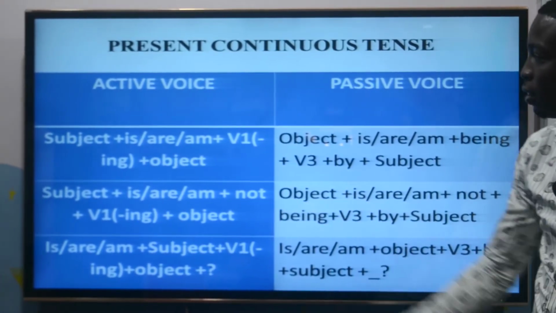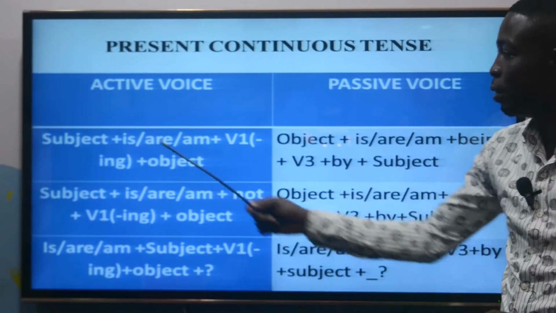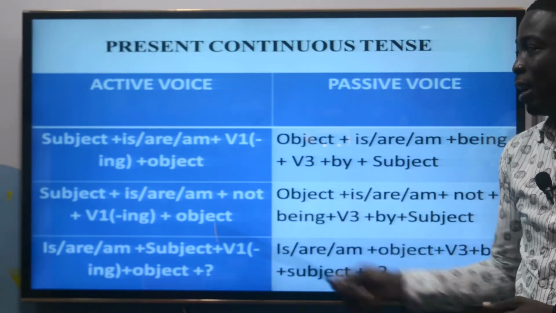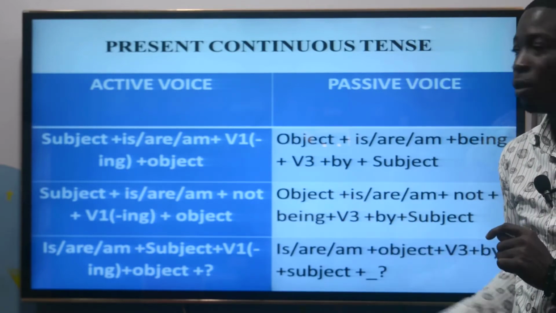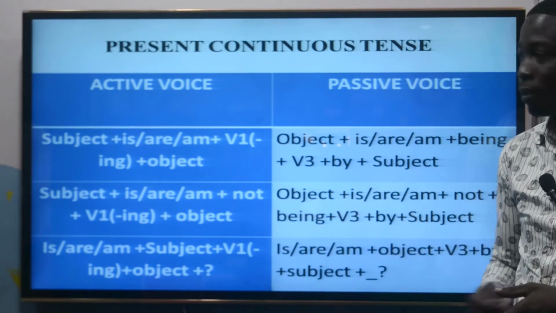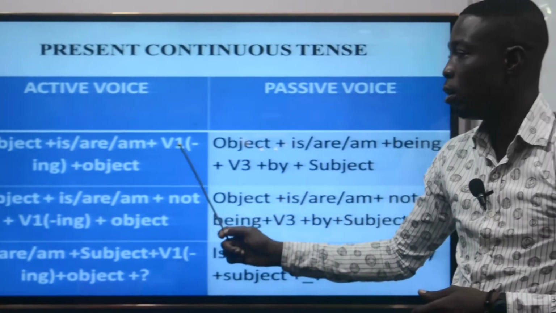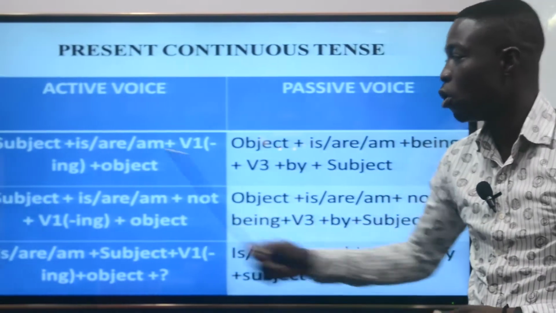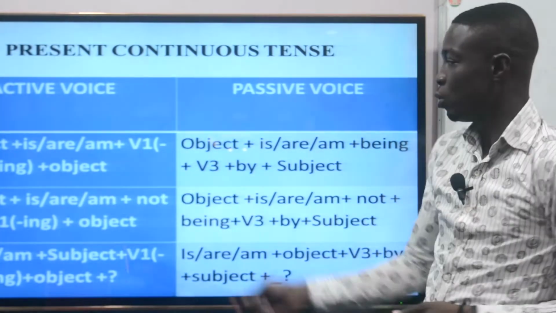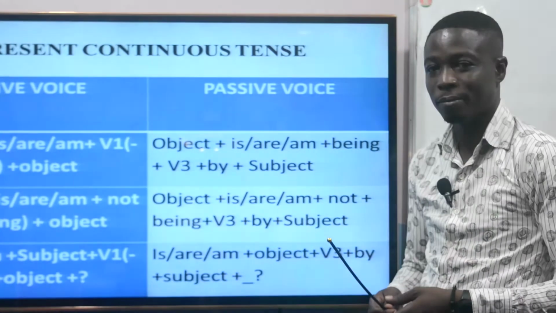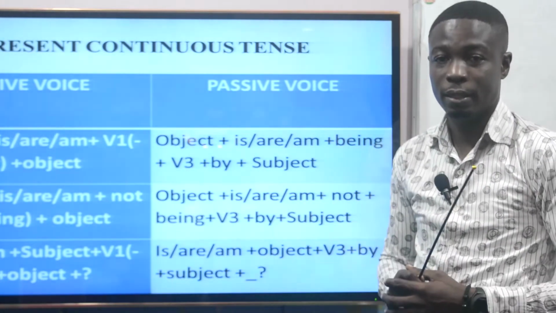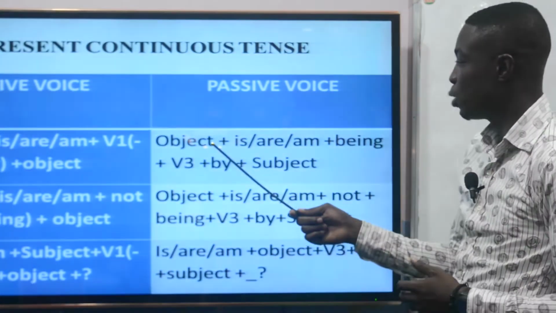First and foremost, the active voice in a sentence will have the subject, is, are, or am, and V1. And this time the V1 is the ing form. Don't forget, V1 is the present tense, but this time around, it is the ing form of the present tense, plus your object. That is the present continuous tense form. So when you are changing it to the passive voice, as we learned earlier, the subject and the object will change places or positions.